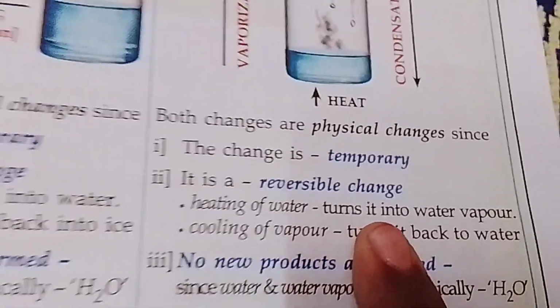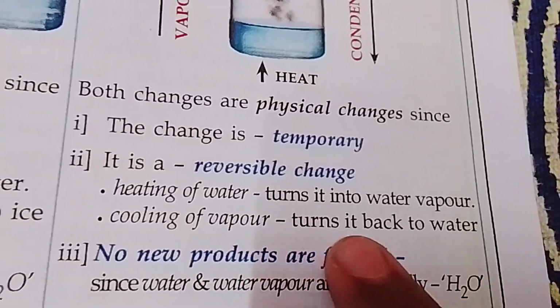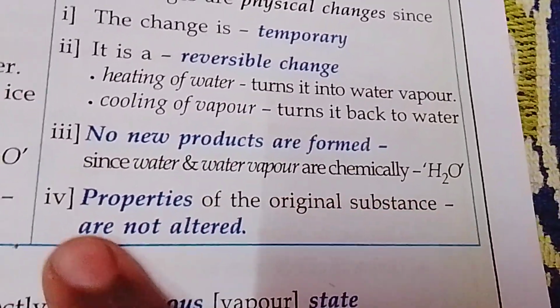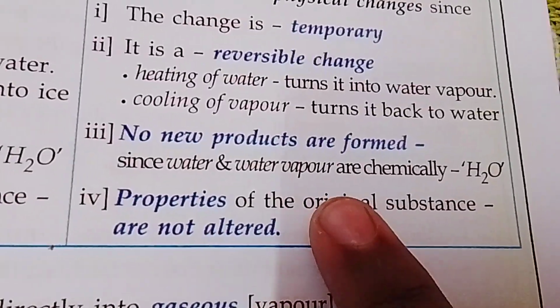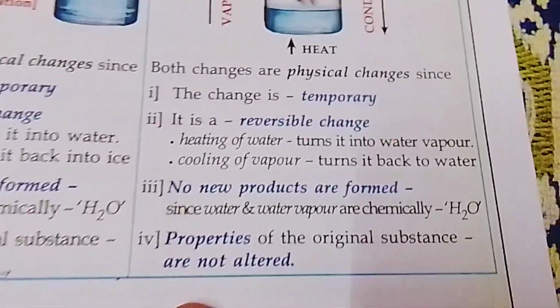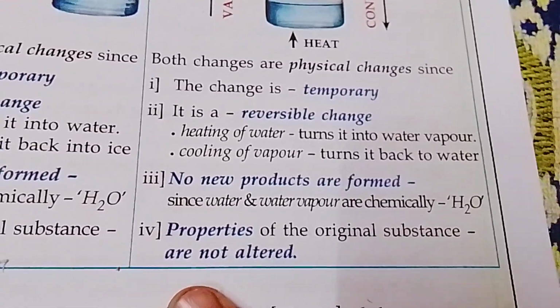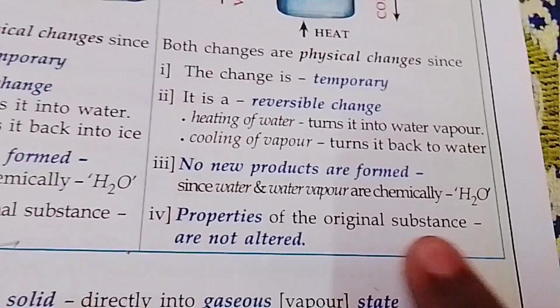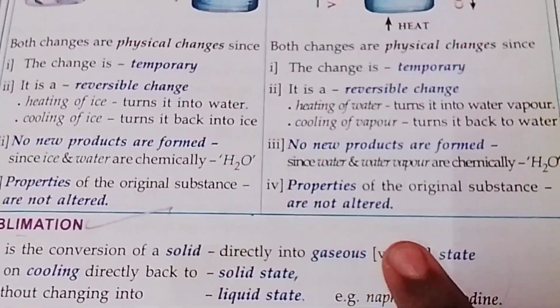Heating of water turns it into water vapor. Cooling of water vapor turns it back to water. No new products are formed since water and water vapor are chemically the same. Properties of the original substance are not altered.